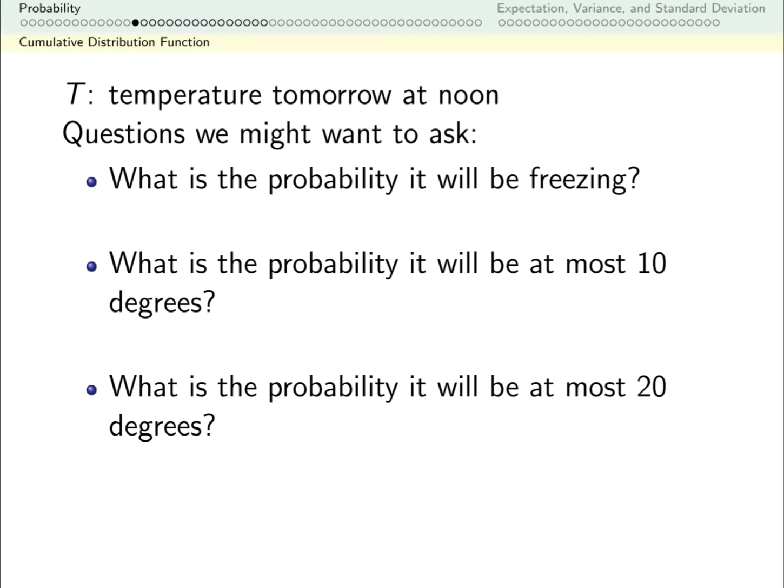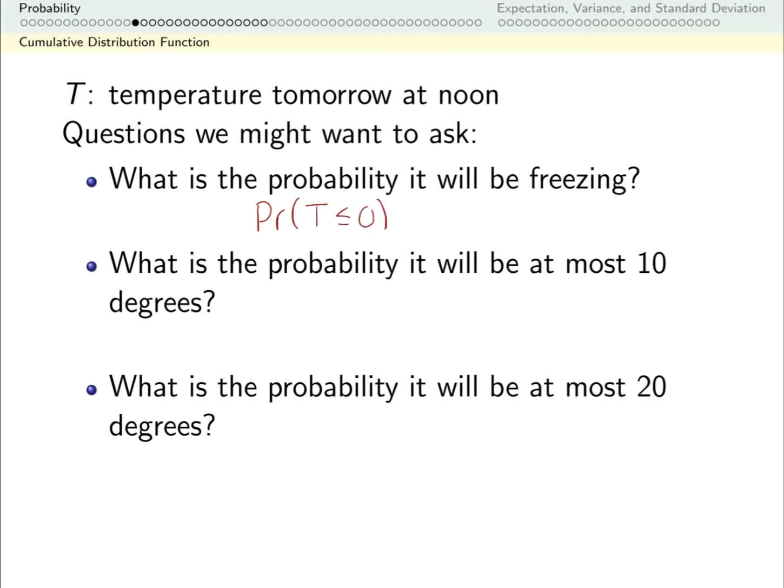We're going to introduce something called the cumulative distribution function. And just to get warmed up, I want you to write in our shorthand notation these three probabilities. The probability that water freezes is the probability that our event temperature is less than or equal to 0.